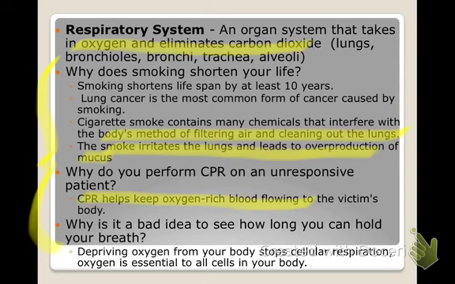And then it says, why is it a bad idea to see how long you can hold your breath? Because you should never deprive your body from oxygen for very long, because if you do, cellular respiration stops.